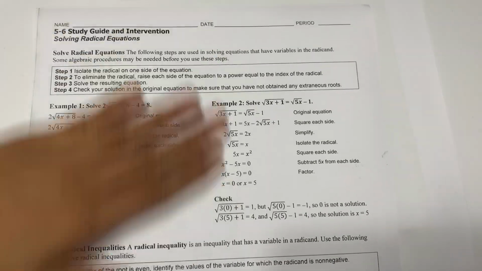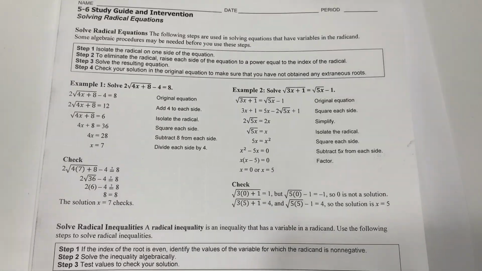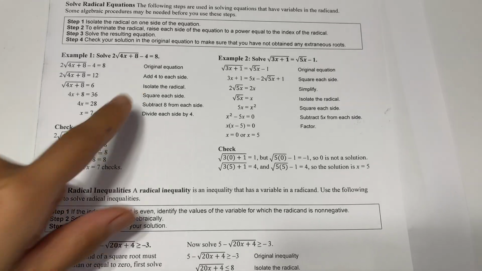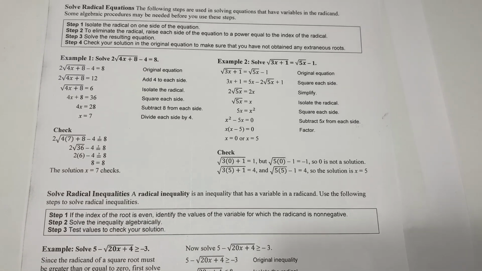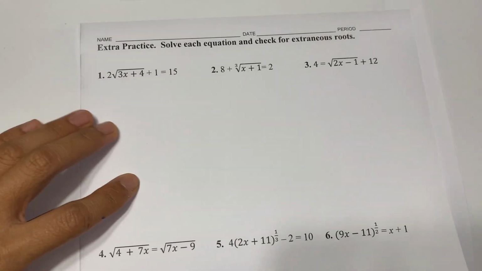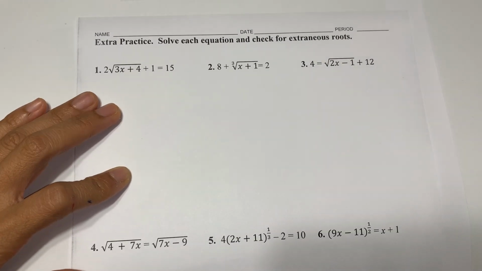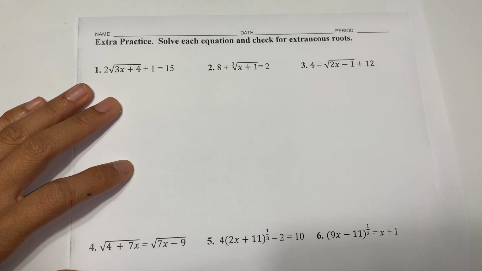So this page right here, if you look at the study guides, it's already done and it has the steps. I'll just do the extra examples on the next page. It's quite a few, so hopefully you'll all understand how to do it. So example 1: 2 times the square root of 3x plus 4, plus 1 equals 15.